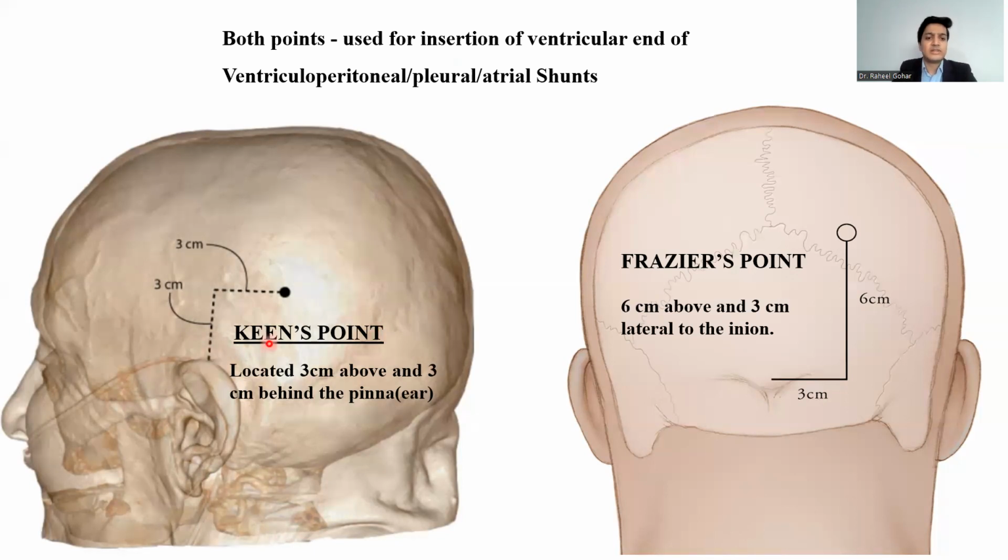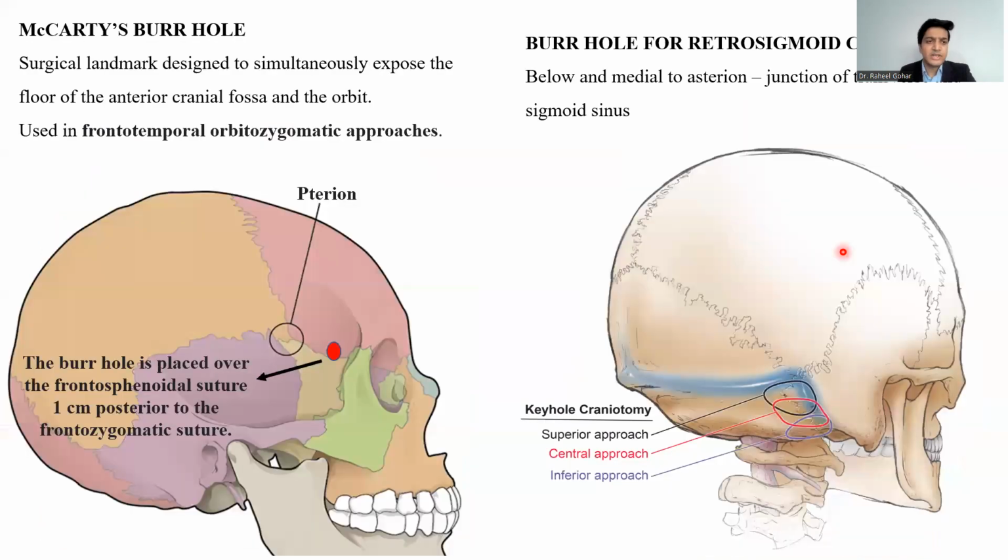So this is a Keen's point. It is 3 centimeters above and behind the ear. This is known as the Keen's point. Then with the help of the inion, we go 3 centimeters lateral to the inion and 6 centimeters above it. This is known as the Fraser's point, with the help of which we can get the intraventricular access. So these are two more points to gain the intraventricular access.